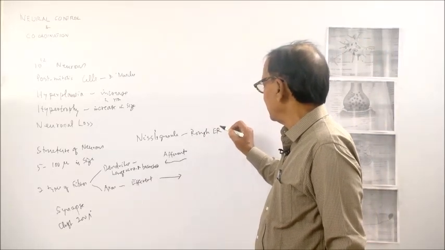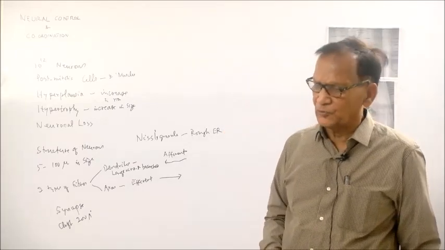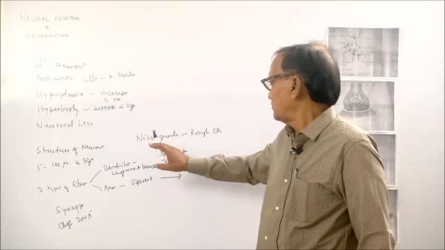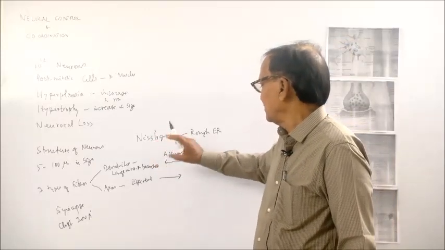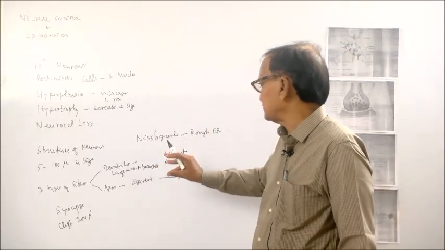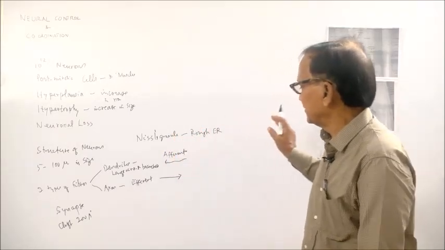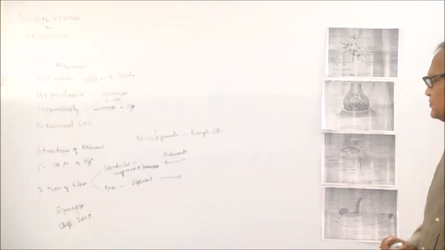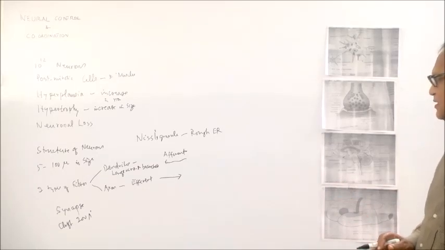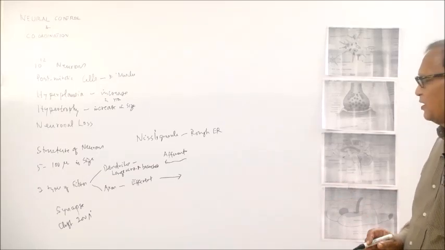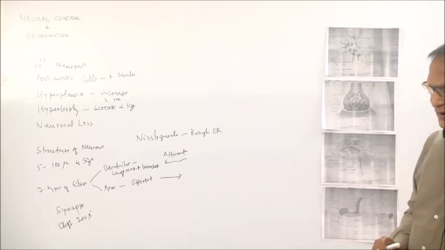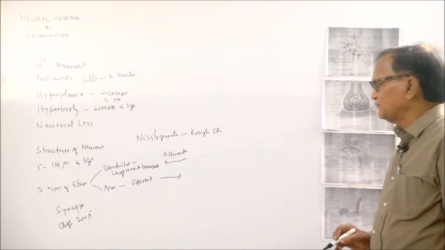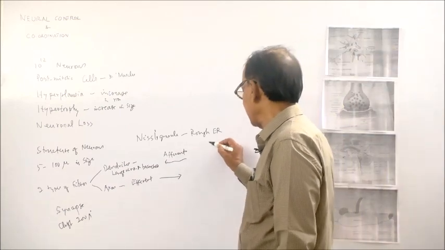ER, as you know, is responsible for protein synthesis, rough ER particularly. So, they are protein synthesizing particles inside the cell body. They are called Nissl's granules, a characteristic feature of the neurons. Another characteristic feature is the presence of lipofuscin granules.